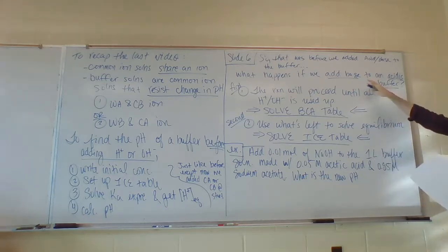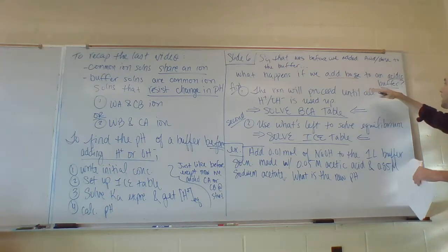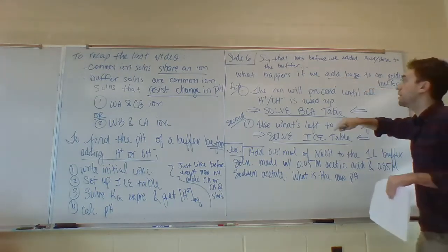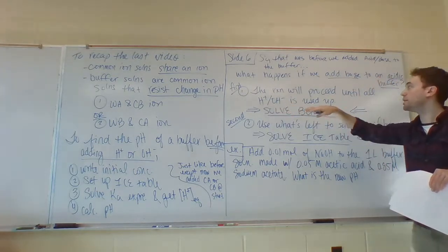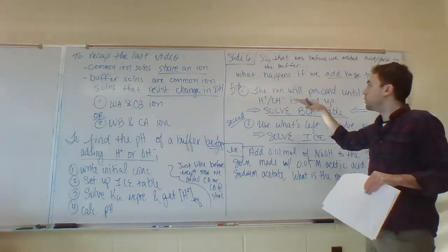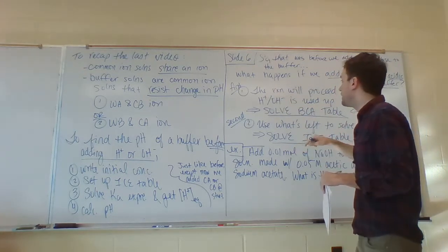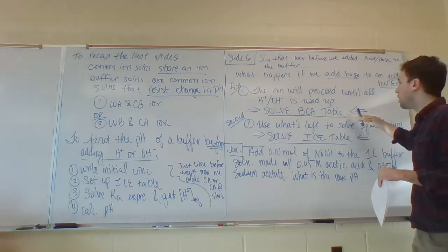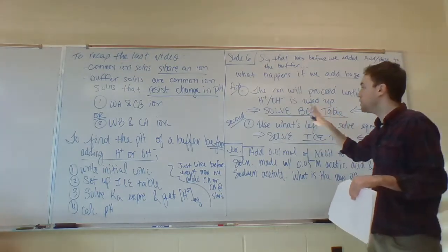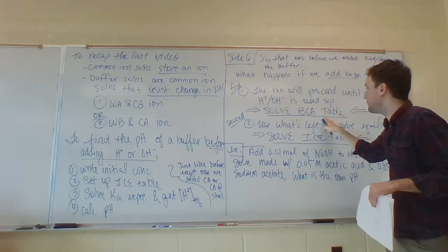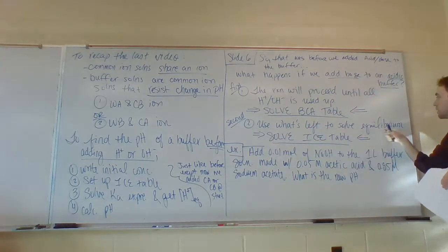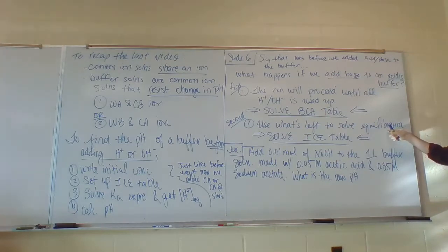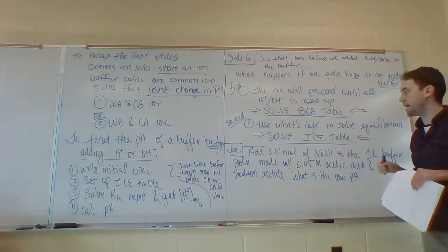Now, what happens if we do add a little bit of acid or base to a buffer? Well, if we take a little bit of base and add it to an acidic buffer, the reaction will proceed until all of the H+ or OH- is used up. It's going to be trying to figure out the limiting reagent there. To do that, we're going to solve a BCA table, and I'll show you how to do that in a minute. Then, once we've solved our BCA table, the last row in that is what we're going to use as our first step to solve the equilibrium using an ice table.